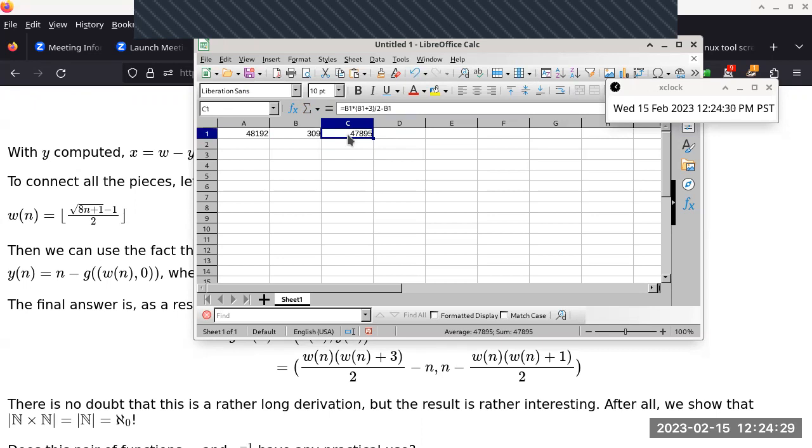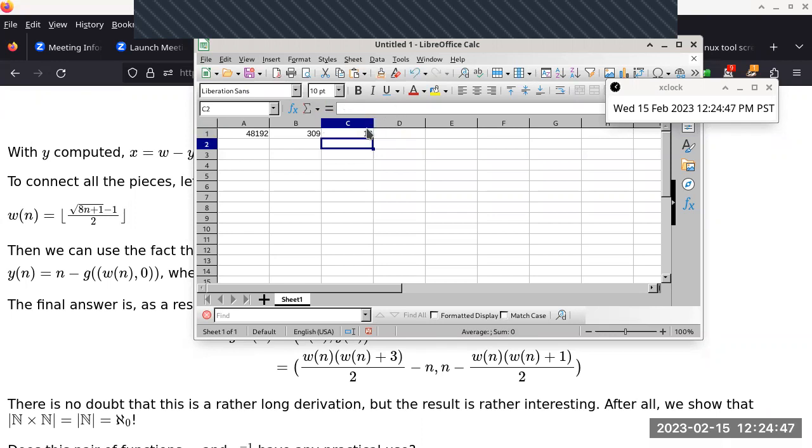You said minus B1 instead of minus N. The equation says minus N. Oh, right. So N is going to be A1. Thank you.